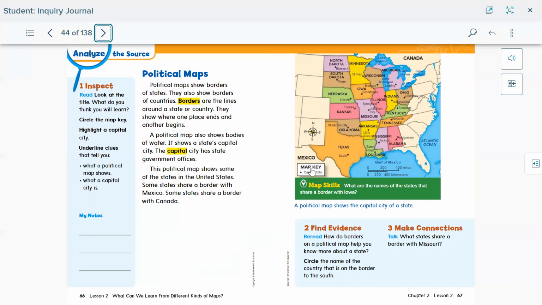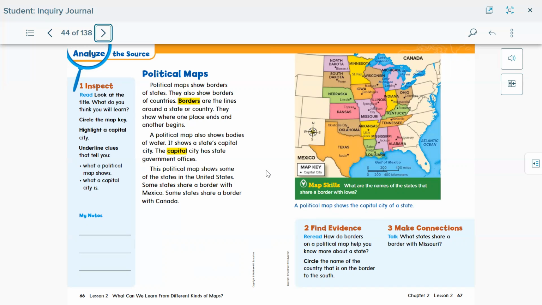All right. Circle the map key. We know the map key shows places on maps, so it shows the capital city. Underline clues that tell you what a political map shows. It shows borders of states, and a border is a line around the state or the country. And what is a capital city? A capital city is where the government offices are. All right, so this is the political map, and it shows the capital city of the state.